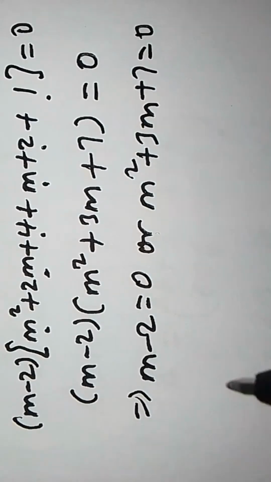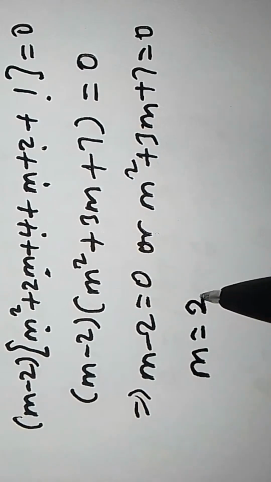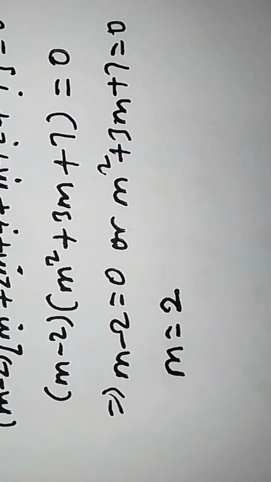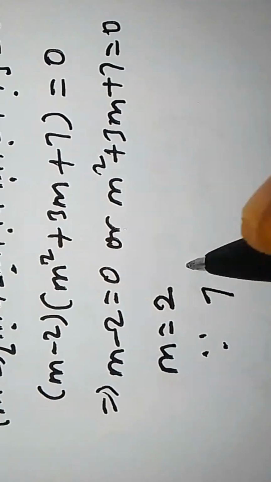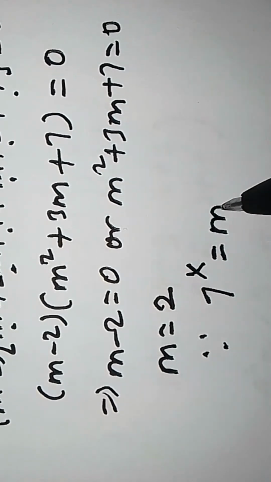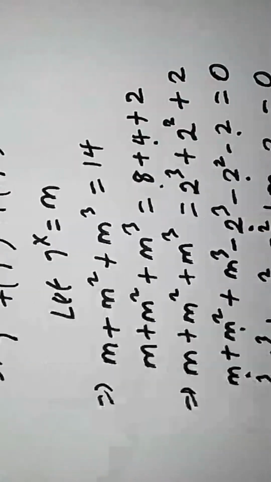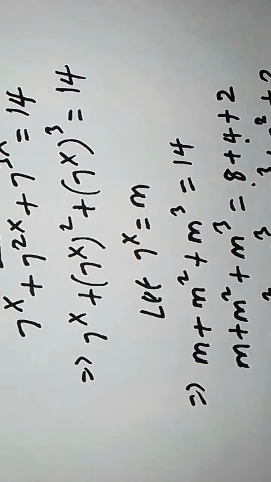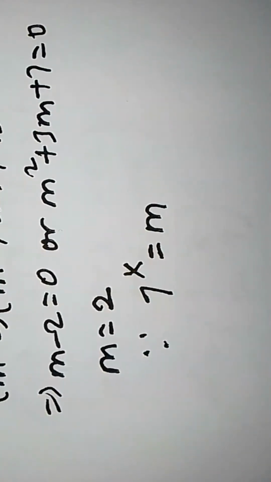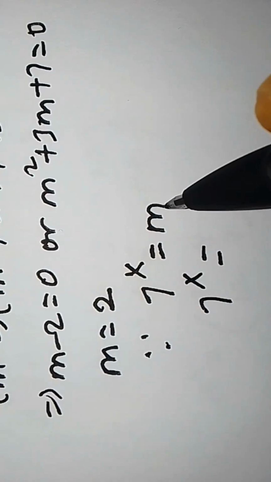Let's proceed further. Consider this first line, m is equal to 2. Now, since we have 7 raised to x equal to m, let me show you where we got this from. It's from our supposition, 7 raised to x equals m. Let's proceed further. So we have 7 raised to x equal to, what is m? m is 2.